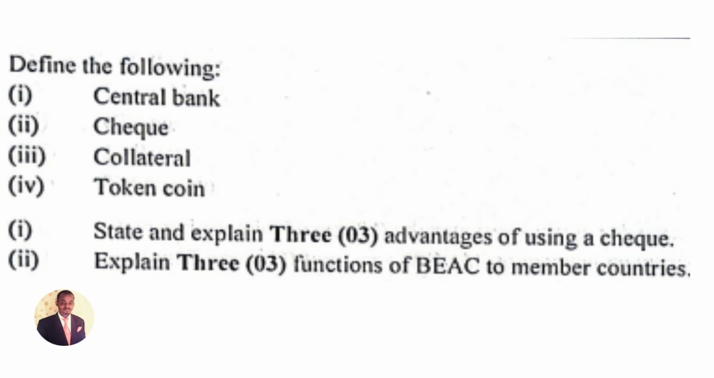The next question, which is 7, says: define the following. 1. Central bank. 2. Check. 3. Collateral. 4. Token coin. 5. State and explain three advantages of using a check. 6. Explain three functions of BIAC to member countries. We're going to answer all of this right away without wasting any time.